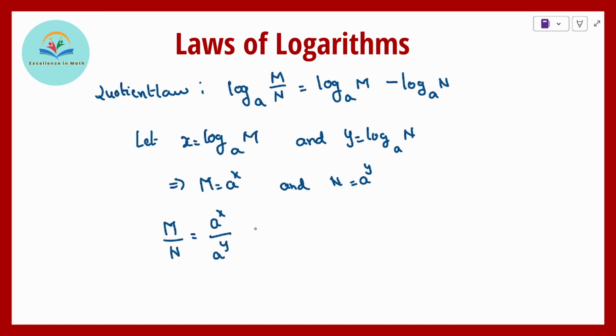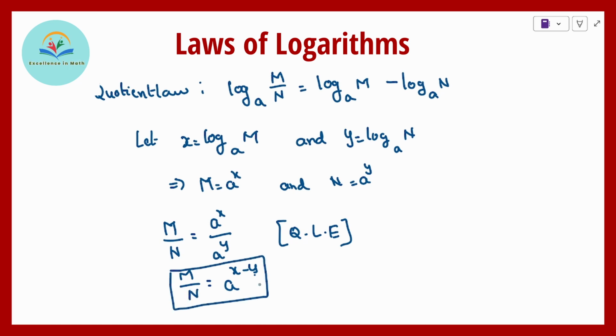Again, we are going to use the quotient law of exponents, right? That is, in case of division of exponential numbers with the same base, we can subtract the powers. That is a power x minus y. So we got an exponential equation: m over n is equal to a power x minus y.